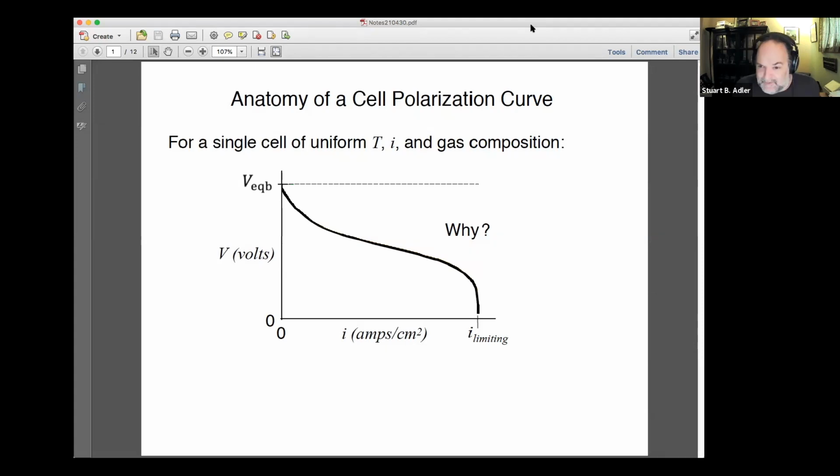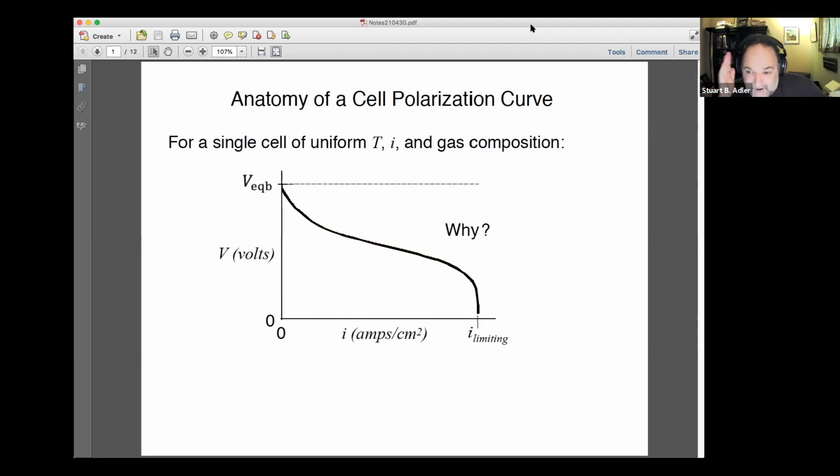We've talked a little bit about the equilibrium voltage. That in itself will go up and down with temperature, and it will go up and down with gas concentration in ways that we've already talked about with the Nernst equation. The rest of this curve that we're seeing represents taxes on our reversible potential that we're incurring to drive our different physical processes. So we've got two reactions. We've got an anode reaction. We've got a cathode reaction. Those reactions, we need some driving force to make them go in a forward direction.